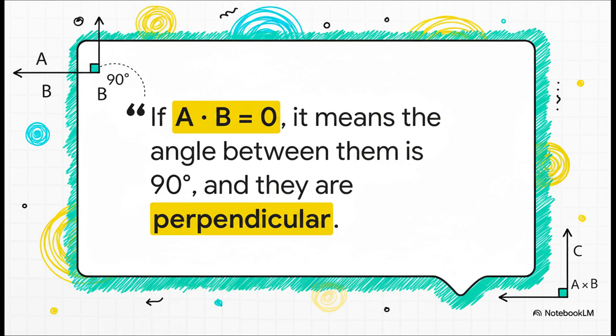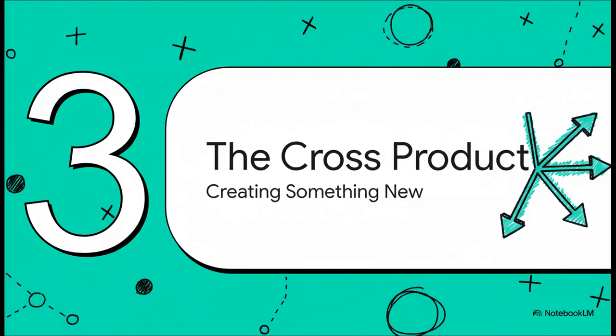If the dot product is 0, exactly 0, it means the vectors have 0 alignment. They are perfectly perpendicular, forming a perfect 90-degree angle. This little check is one of the most useful tricks in all of physics and engineering. It's huge. Okay, let's switch gears to the other kind of multiplication.